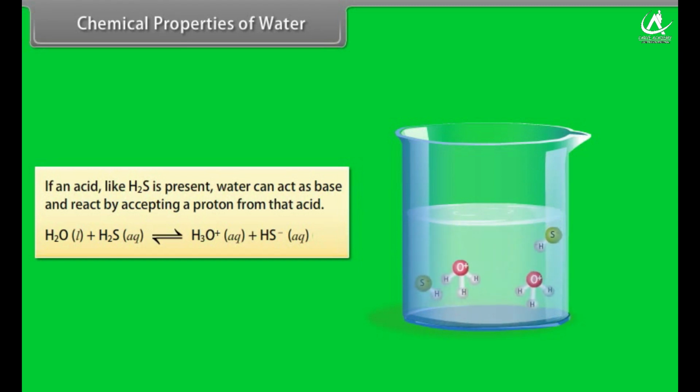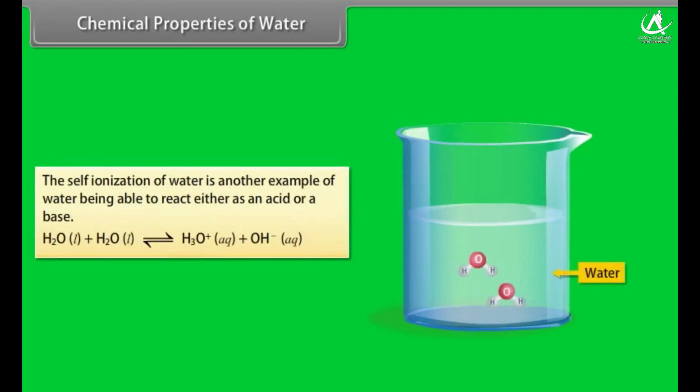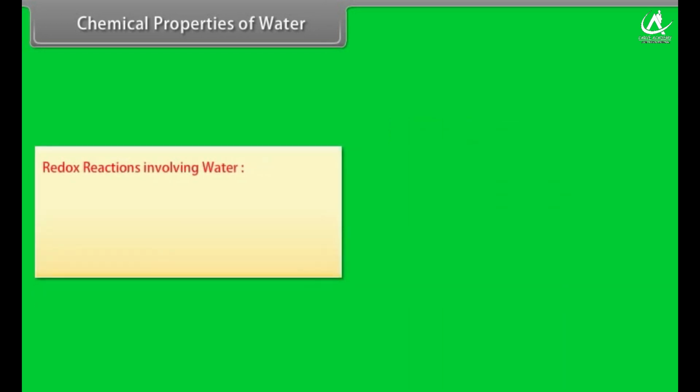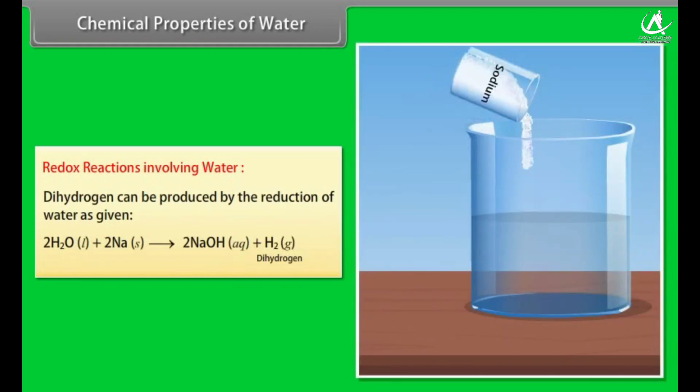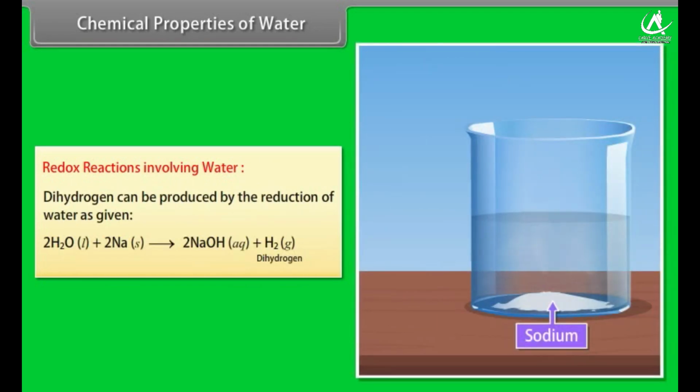from that acid. The self-ionization of water is another example of water being able to react either as an acid or a base. Redox reactions involving water. Dihydrogen can be produced by the reduction of water as given.